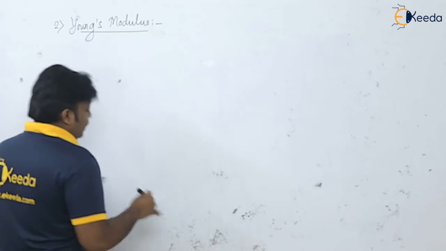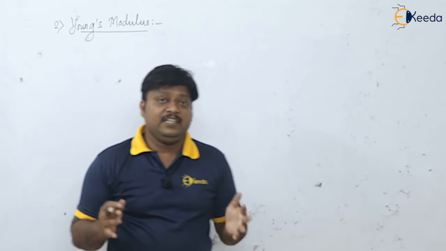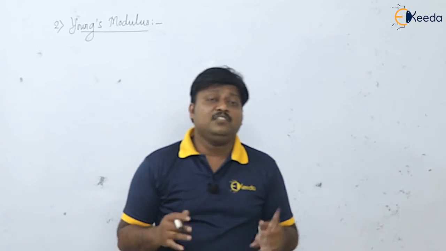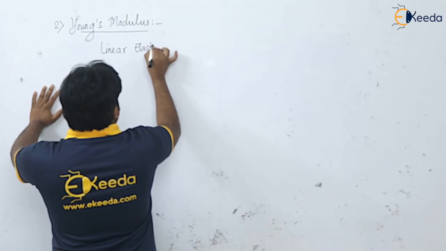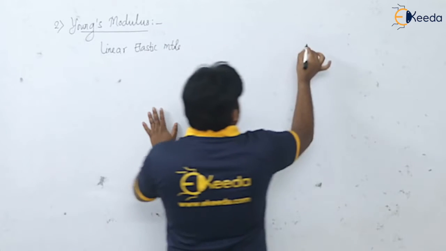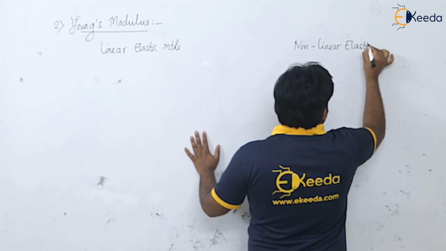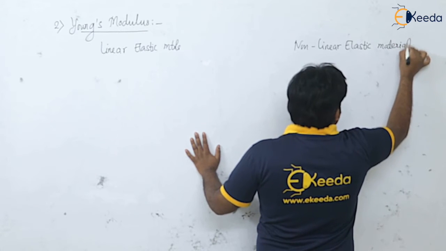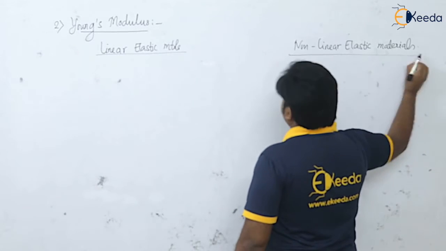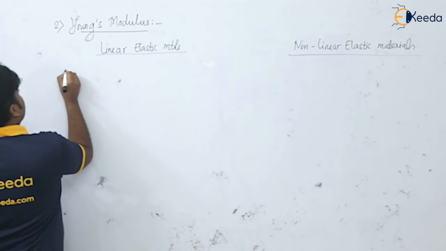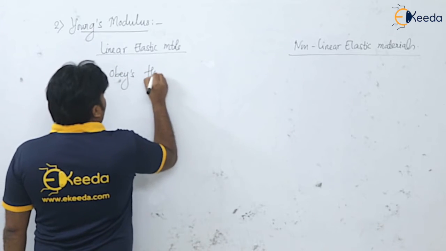So dear students, based upon elasticity, the engineering materials can be classified as having two types. They are linear elastic materials and non-linear elastic materials. So if we see it in a comparative fashion, linear elastic materials obey which law? The Hooke's law.